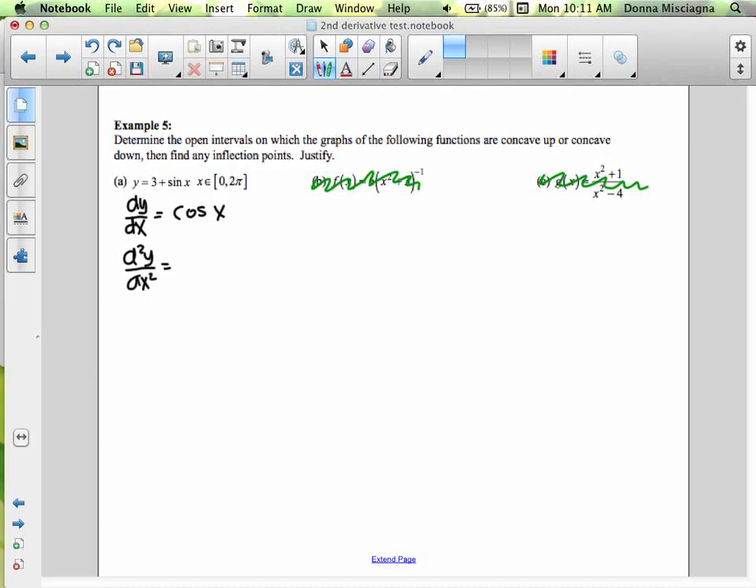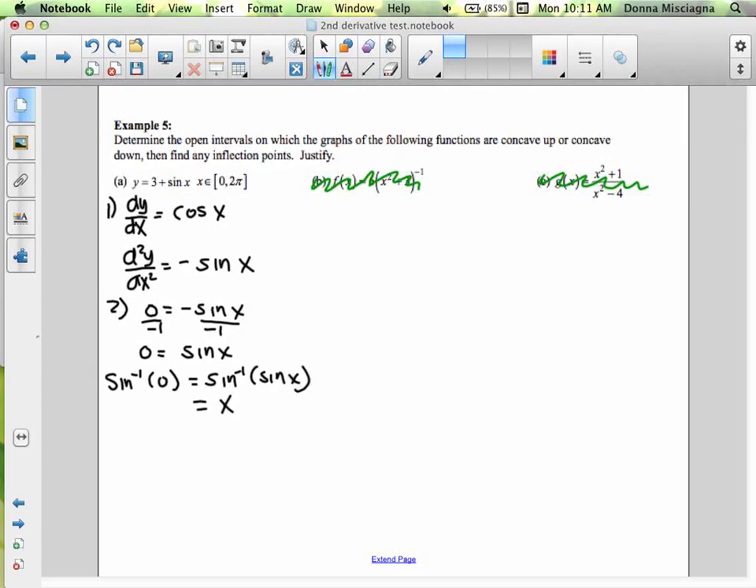Second derivative, d2y dx2: the derivative of cosine x is negative sine x. So we're done taking the second derivative. Now we're going to set that equal to 0 and solve. That was step 1. Step 2: we have 0 equals negative sine x. Let's divide both sides by -1, and we still have 0 equals, now instead of negative sine x, positive sine x. Take the arc sine of both sides. Arc sine of 0 equals arc sine of sine x. Arc sine and sine cancel, which leaves x. Now we want to know where sine is 0 on 0 to 2 pi. Well, sine is going to be 0 at 0.